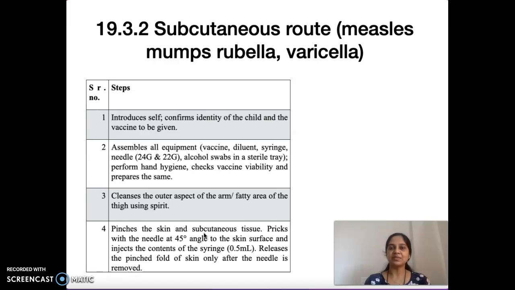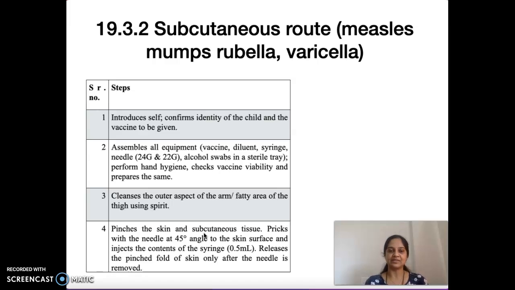So the next one is subcutaneous route. The subcutaneous route is used mainly for measles containing vaccine, that is measles, mumps, rubella, or measles and rubella, and also varicella vaccination. So these are the live vaccines, and measles containing vaccines are introduced at 9 months and followed by a second dose at 15 months.